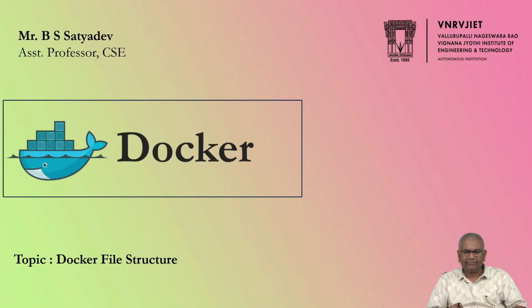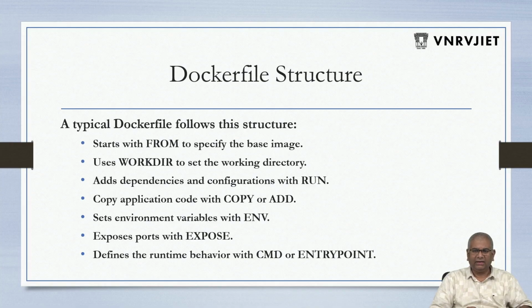Now in this presentation, we will see the structure of the Dockerfile. At a high level, not in detail. We will see the commands in the next presentation, but in this one we only see the structure of the Dockerfile. A typical Dockerfile follows a structure. There is a FROM statement. It starts with the FROM statement to specify the base image. I already talked about what the base image is.